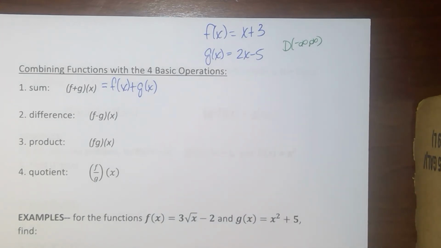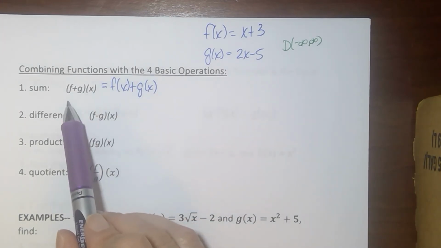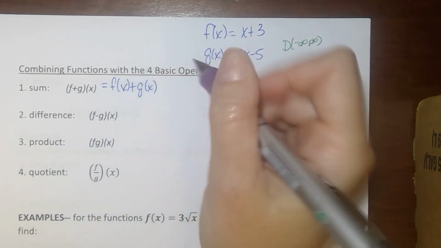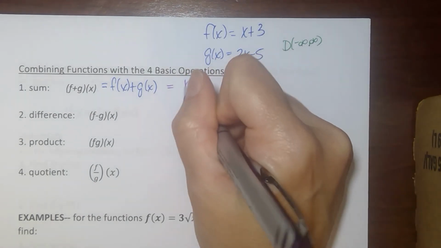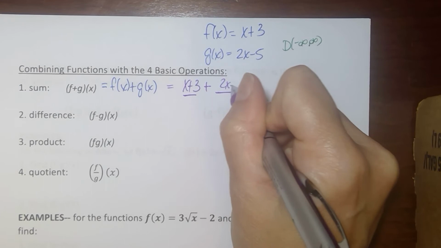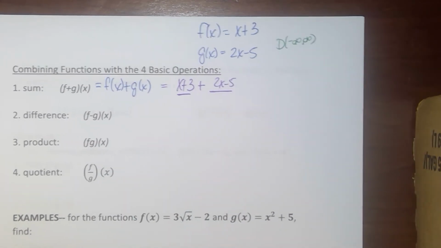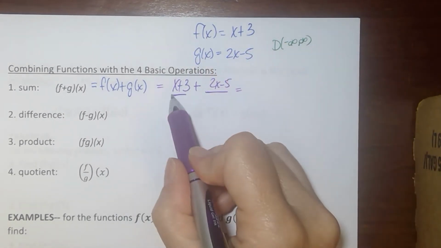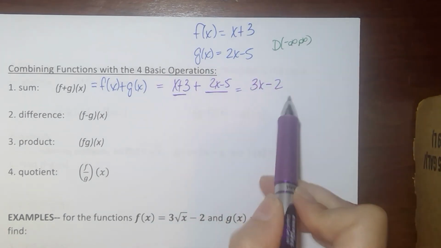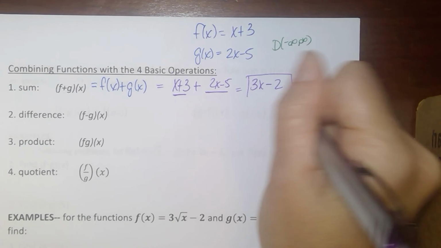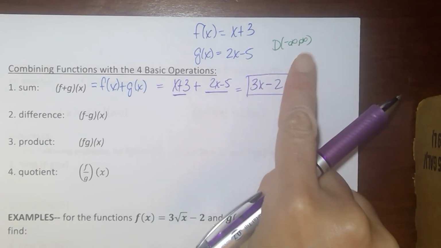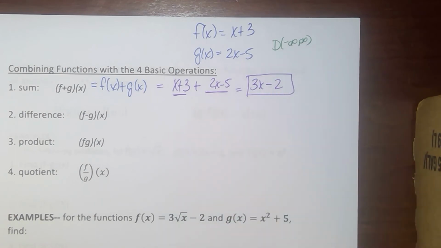If I am told to add the two functions together to find the sum, f plus g of x, I am literally taking the first function, in this case x plus 3, and adding it to the second function, 2x minus 5. When I do so, I get 3x minus 2, because 3 minus 5 is negative 2. That is f plus g of x. It's still a linear function. It still has a domain of all real numbers.